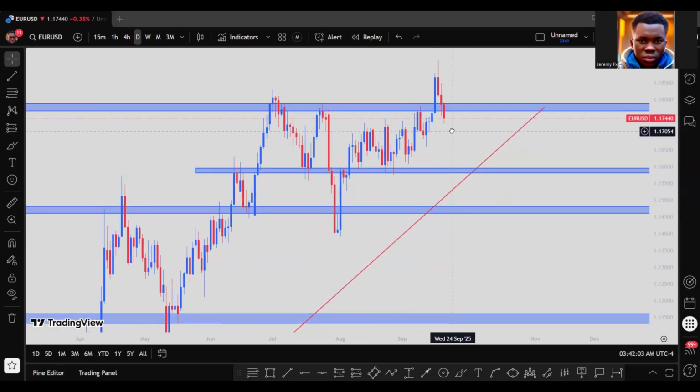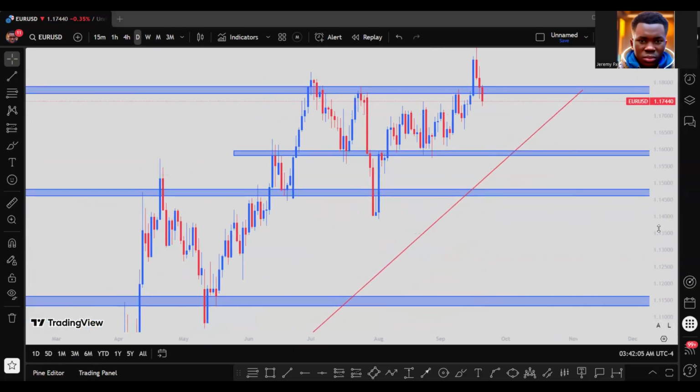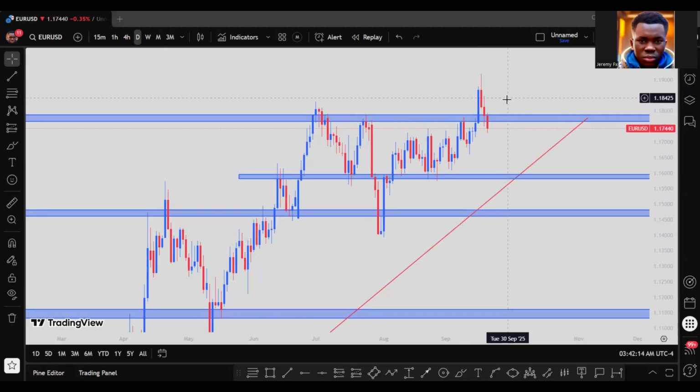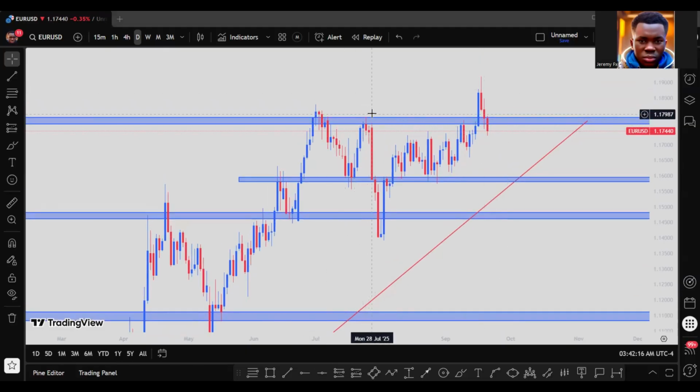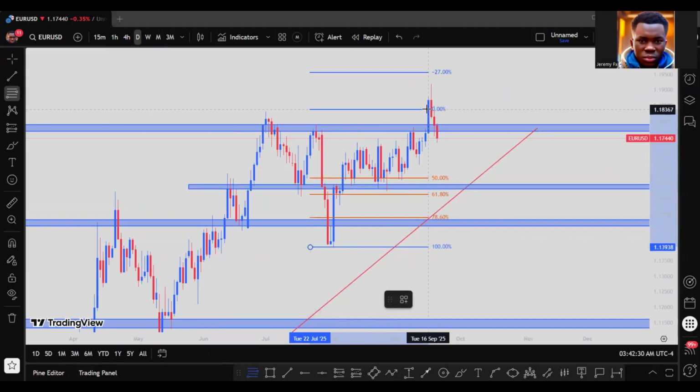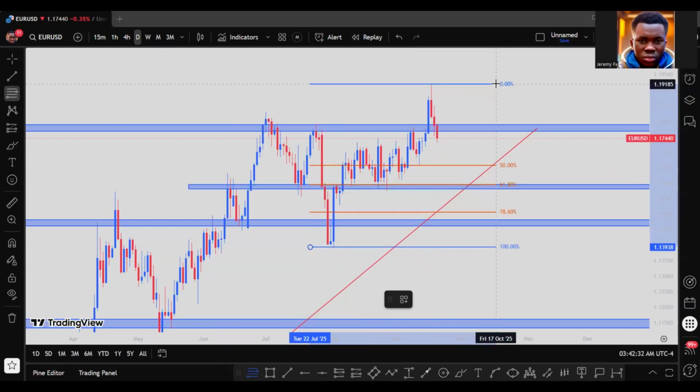Now the way I'm looking at USD is that, looking at the structure on the daily time frame, we have a higher high here, we have a higher low, we have a high, we have a higher low, and we can call this a higher high because this high is quite higher than this previous high. So we can consider this as a higher high. And if I draw a Fibonacci here from swing low to swing high like this, this was how it is.